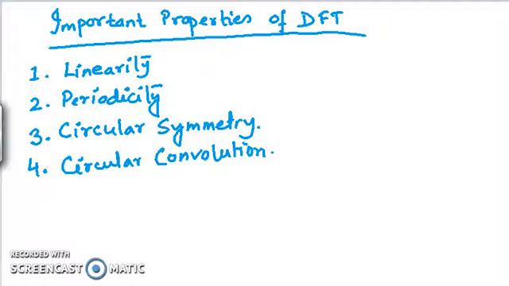You know, a linearity property can be imposed on DFT. How we can generally write linearity. Now in this video I am going to explain only these first two, that is the linearity and periodicity, and in the consecutive videos I am going to explain circular symmetry as well as circular convolution.